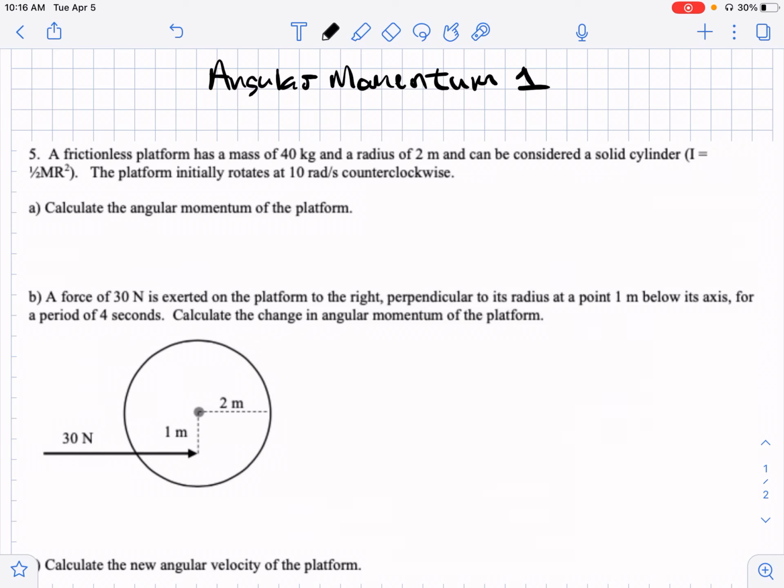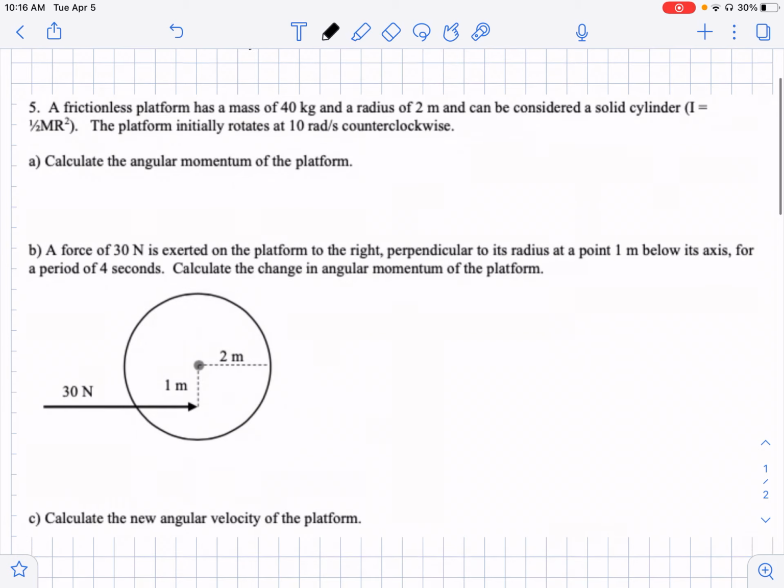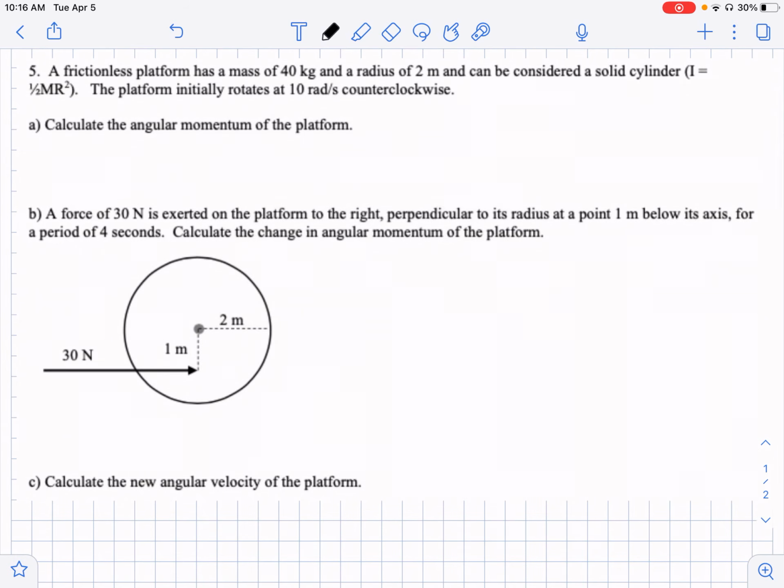Hey there, we're going to work a couple problems from your Angular Momentum 1 assignment, and we'll start with number 5. Number 5 says that we have a frictionless platform, mass is 40 kilograms, radius is 2 meters, and it gives us our rotational inertia equation. And it says that it initially rotates at 10 radians per second counterclockwise, so that's going to be positive.